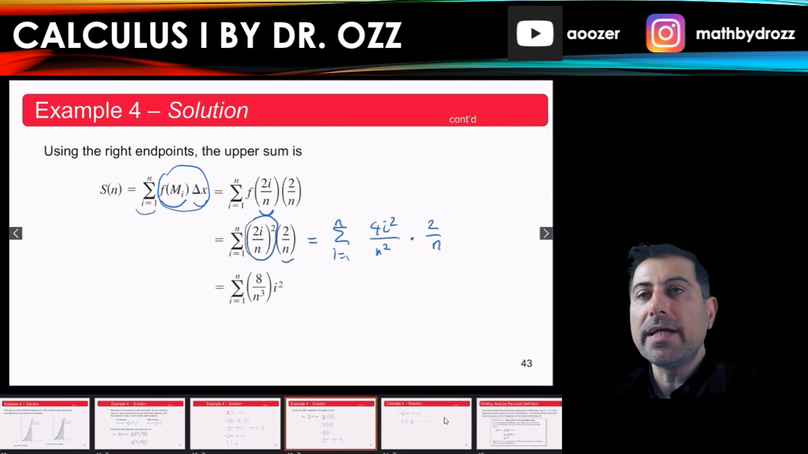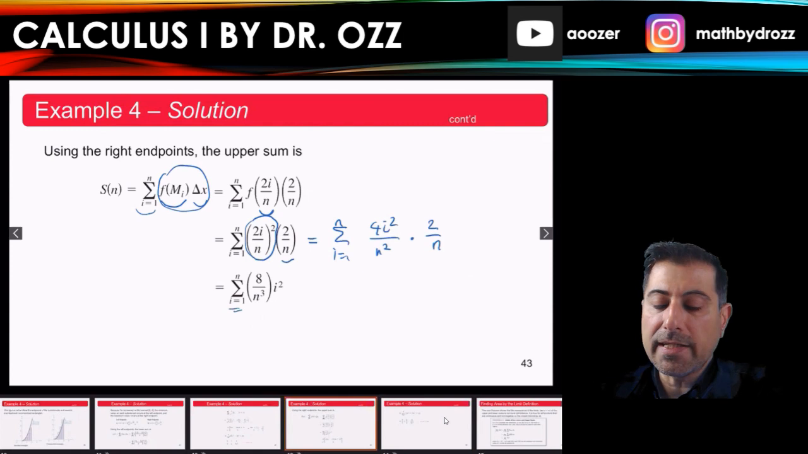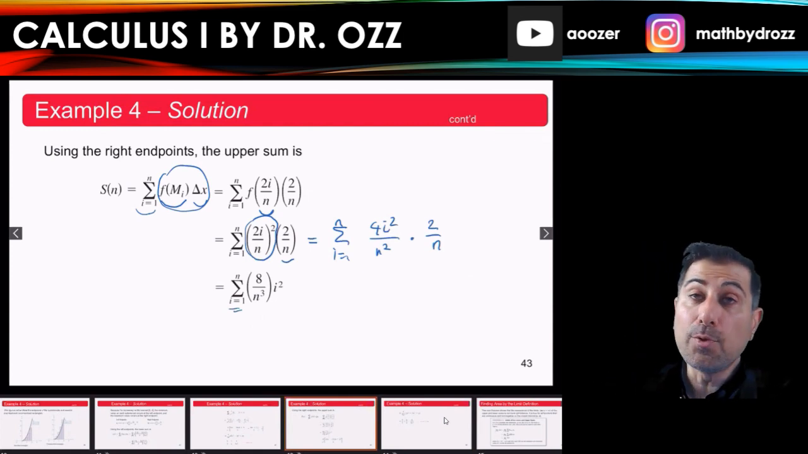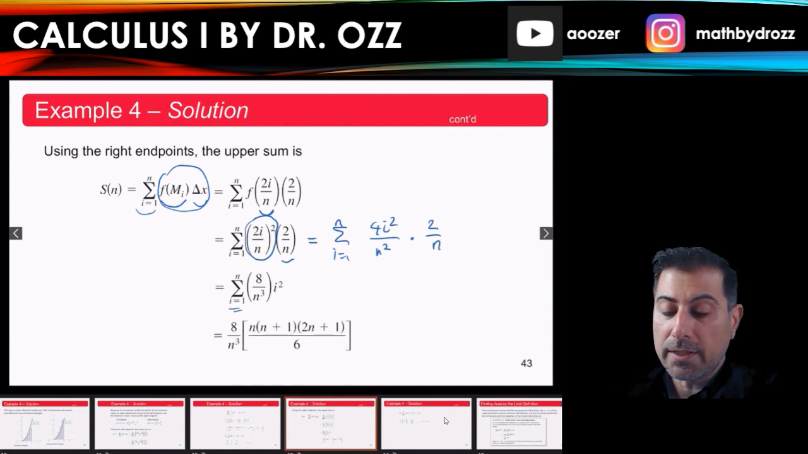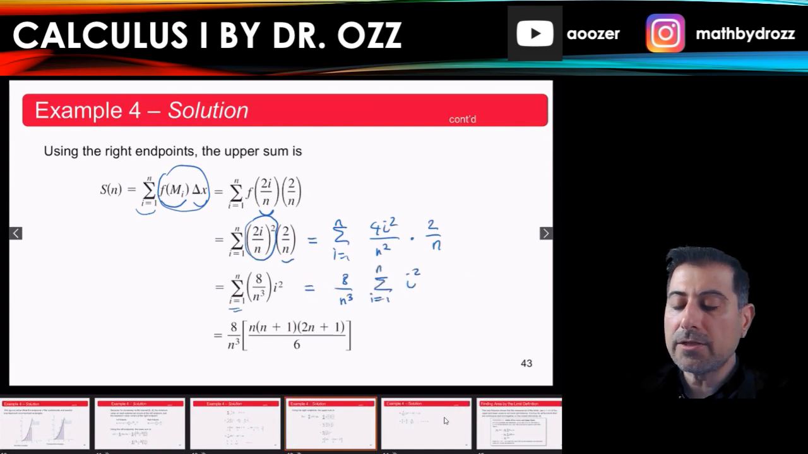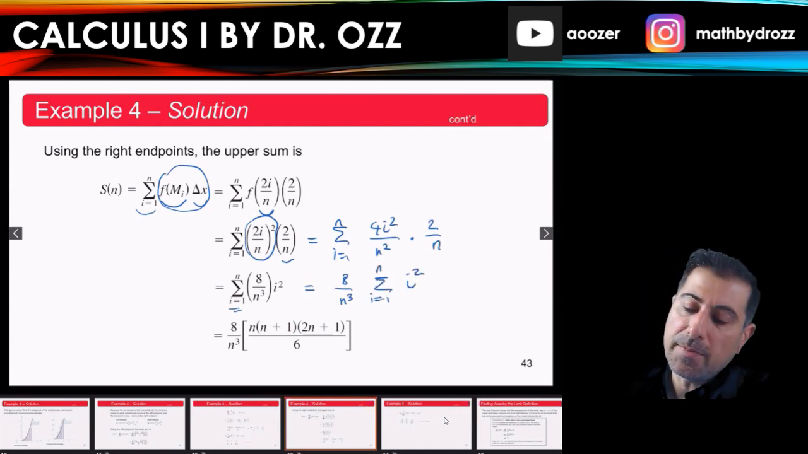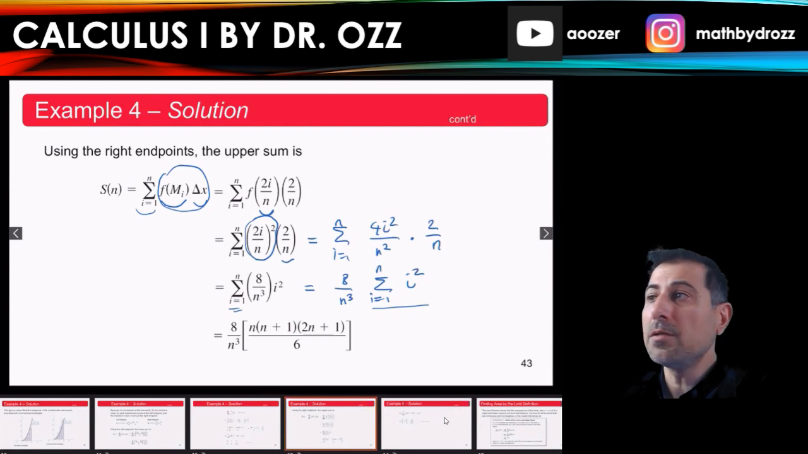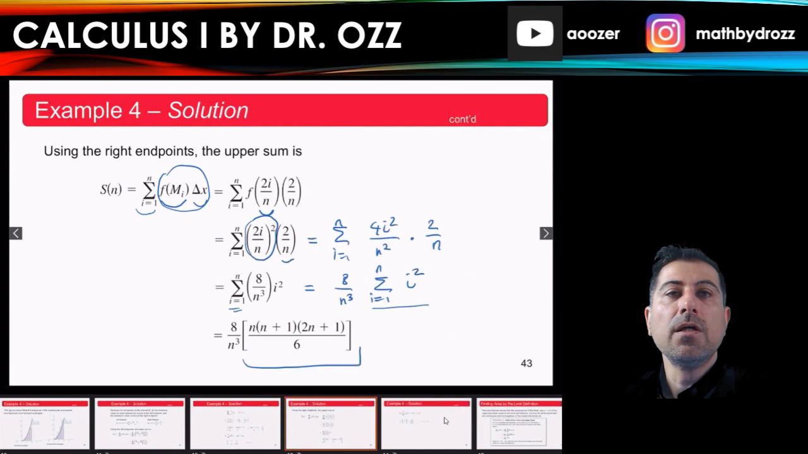But 8 over n cubed has nothing to do with this index i here. So I isolated that from the i term so that I can pull it out of the sum. So I can write this as 8 over n cubed times the summation of i squared. And we use the summation formula from the second video, that the sum of the squares of the numbers is represented by n times n plus 1 times 2n plus 1, divided by 6.